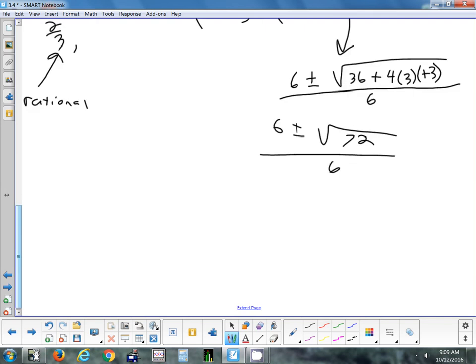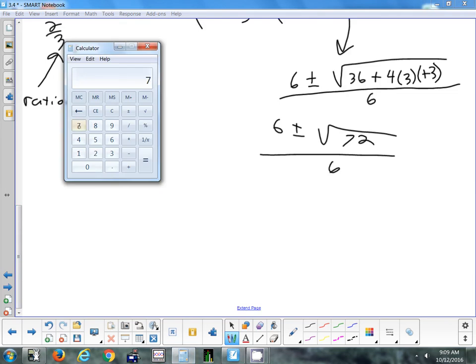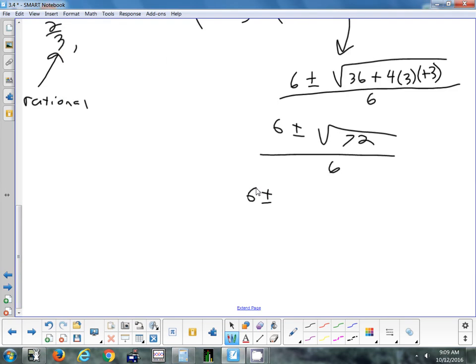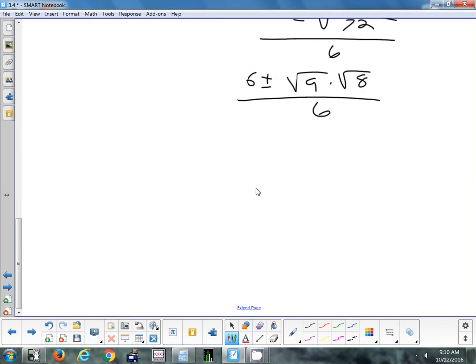Okay, can you simplify the square root of 72? Is there a perfect square that goes into 72? So yeah, you can check, try dividing it by numbers that are perfect squares. And if you check 9, it does work. So you can write the square root of 72 as the square root of 9 times the square root of 8, all over 6. But what's the square root of 9? 3. So 6 plus or minus 3 square roots of 8 over 6.